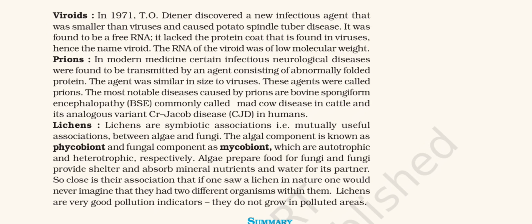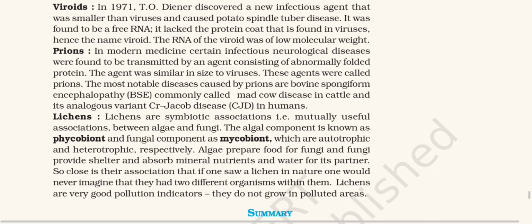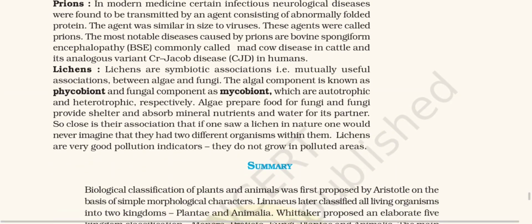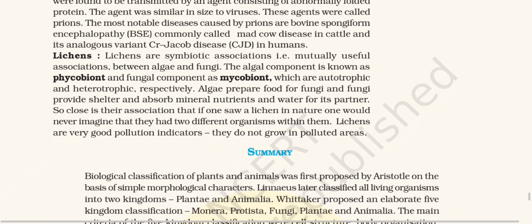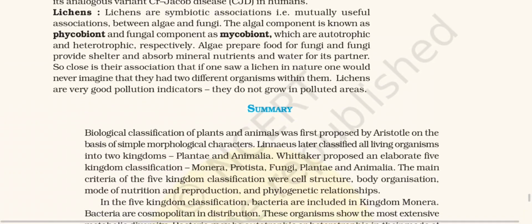Lichens. Lichens are symbiotic associations, i.e., mutually useful associations, between algae and fungi. The algal component is known as phycobiont and the fungal component as mycobiont, which are autotrophic and heterotrophic, respectively. Algae prepare food for fungi and fungi provide shelter and absorb mineral nutrients and water for its partner. So close is their association that if one saw a lichen in nature, one would never imagine that they had two different organisms within them. Lichens are very good pollution indicators; they do not grow in polluted areas.